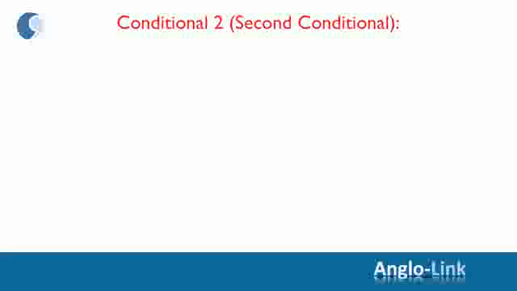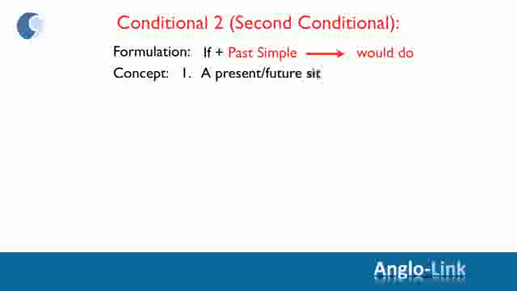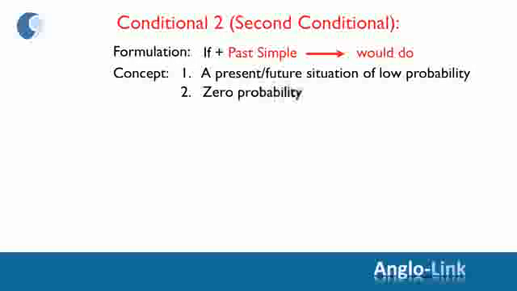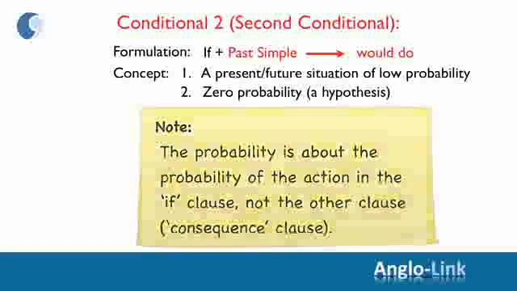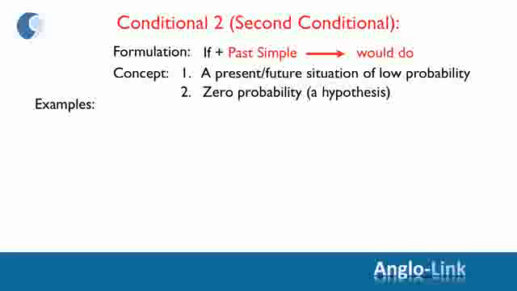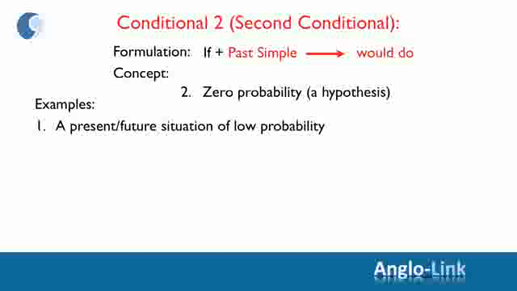Okay, moving on to second conditional. Let me remind you of the formulation. It was if plus past simple, would do. Now, the concept of the second conditional is to do with either a present or future situation of low probability or zero probability, a hypothesis, an unreal situation. Once again, note that the probability is about the probability of the action in the if clause, not the consequence clause. Okay, let's look at some examples of the first case, a present or future situation of low probability.